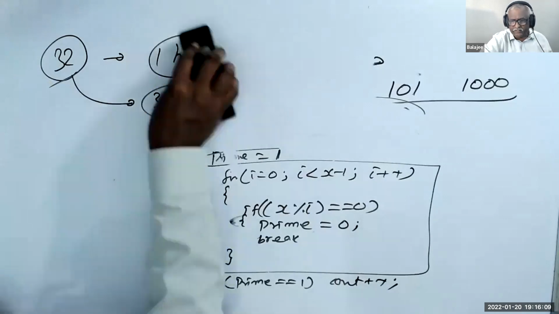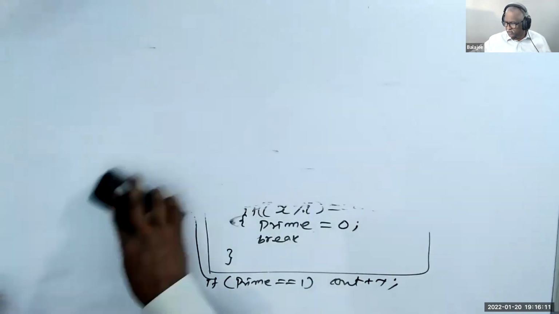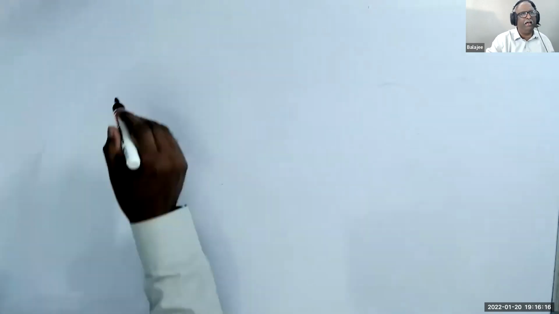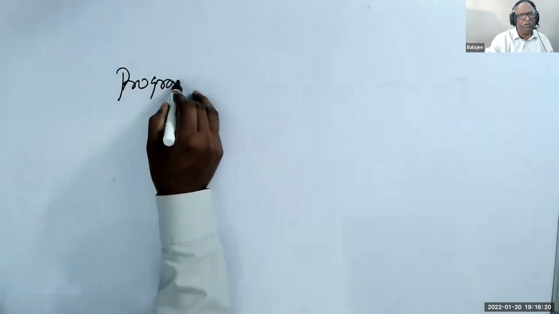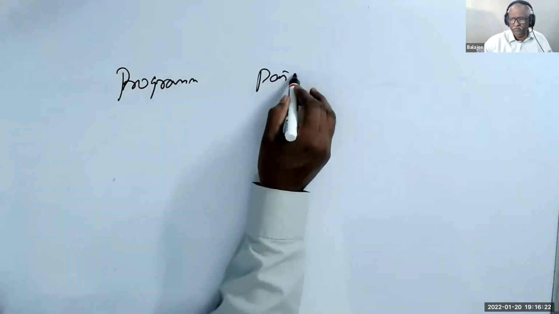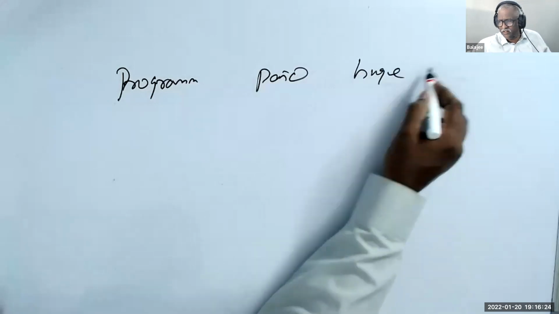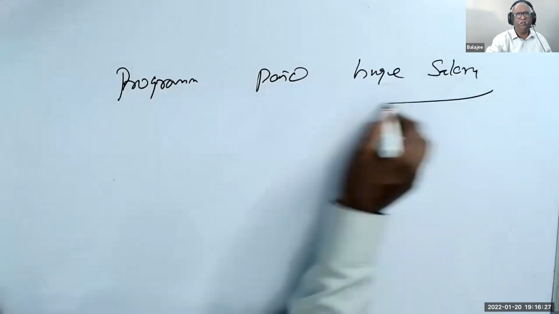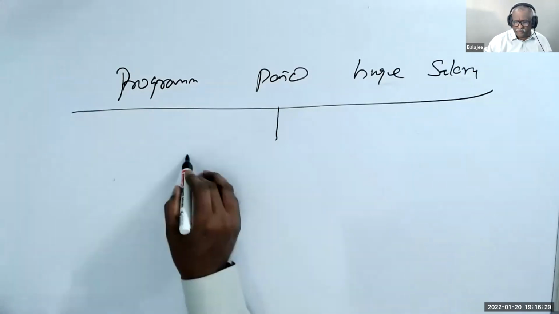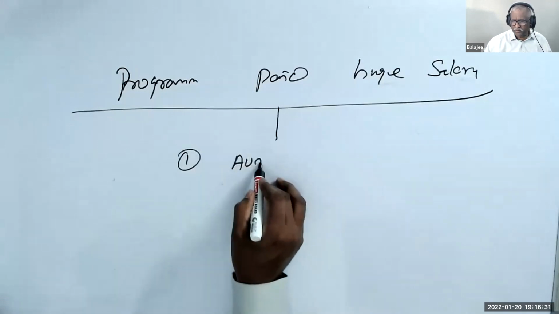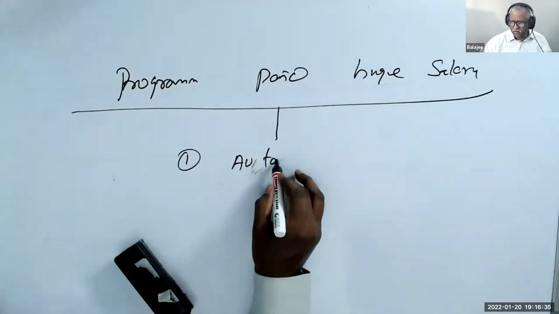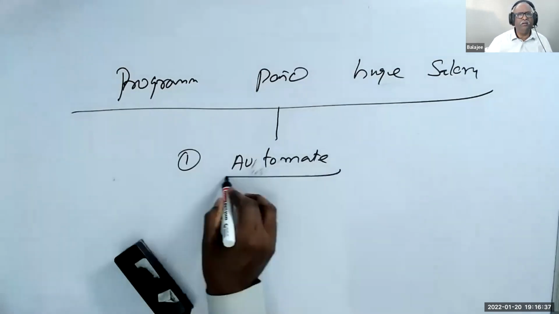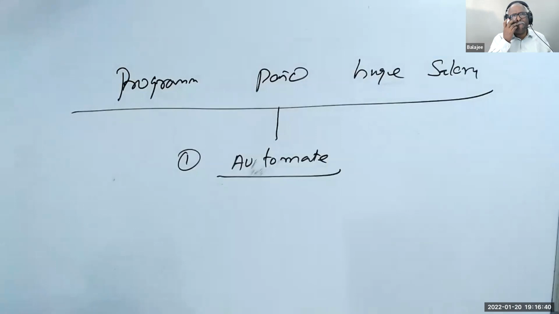Please understand certain things. This is the place where people ask me every day: why are programmers paid huge money, huge salary? There are two reasons. One is you automate my life. That's why I pay you huge money.